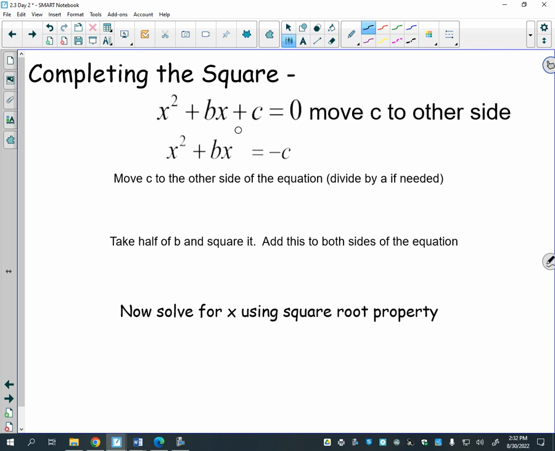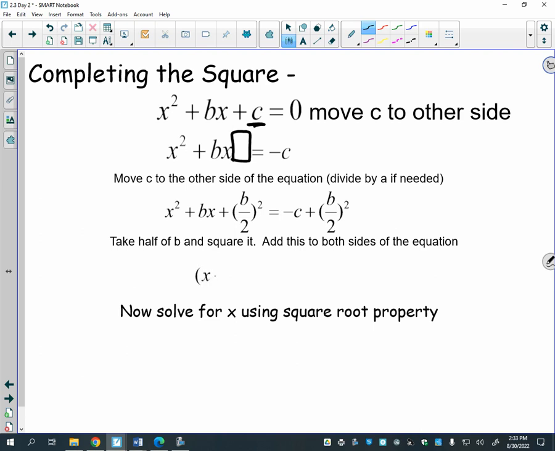So remember, if you're completing the square, one, the x squared has to be by itself. And then two, we're moving this c over, and we're trying to complete that to make it a perfect square. So move c to the other side of the equation, divide by a if needed. The next step is you take half of that middle number and you square it. So half of b squared, b over 2 squared, and you add that to both sides. So that's the next step.